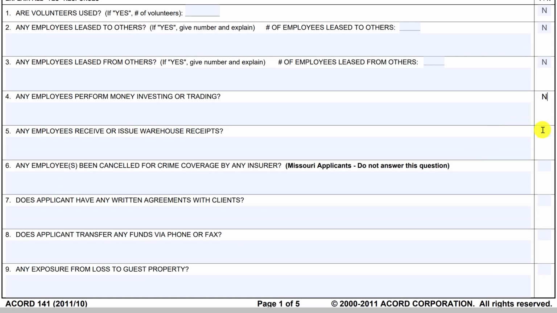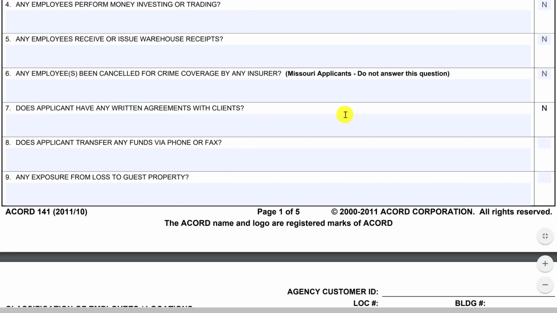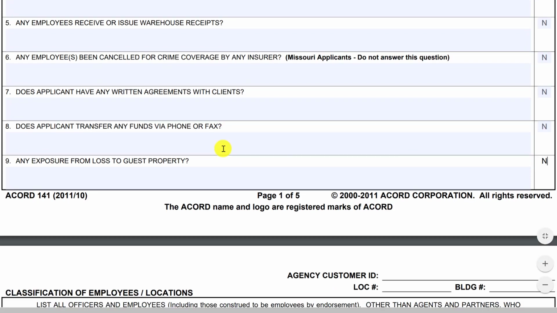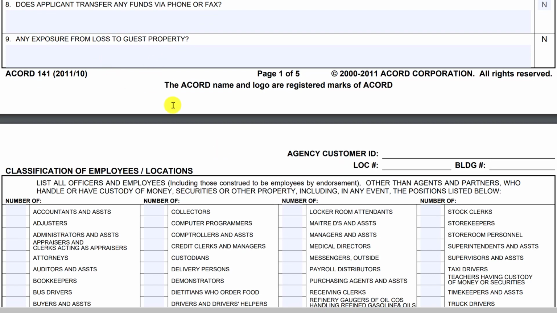Okay. All right, warehouse receipts. Okay. Okay. That's interesting. Transfer any funds via phone or fax. Going to want to have some safeguards on the phone machine or fax machine. All right. If those were yes, just explain in the notes here why.